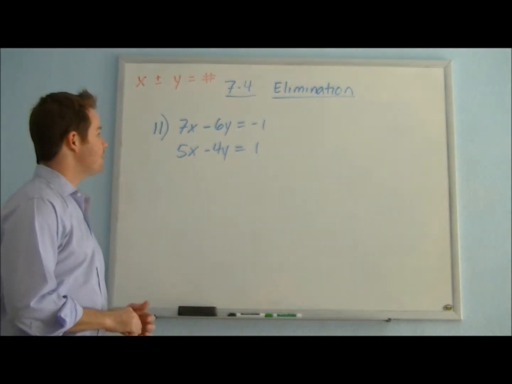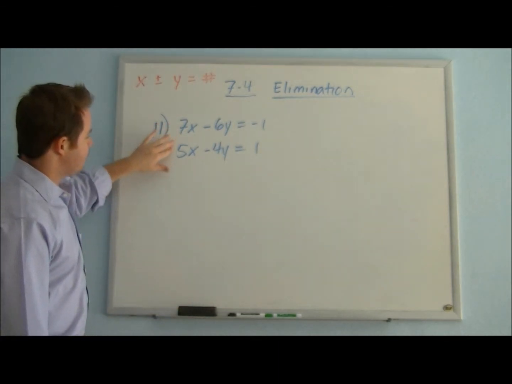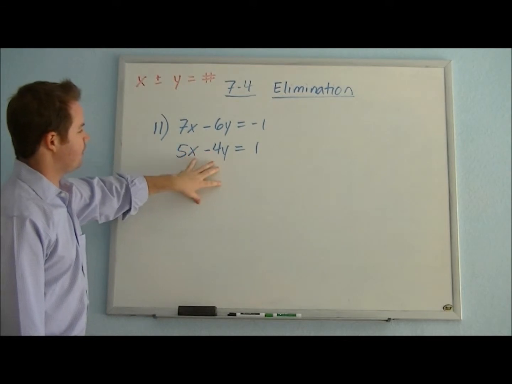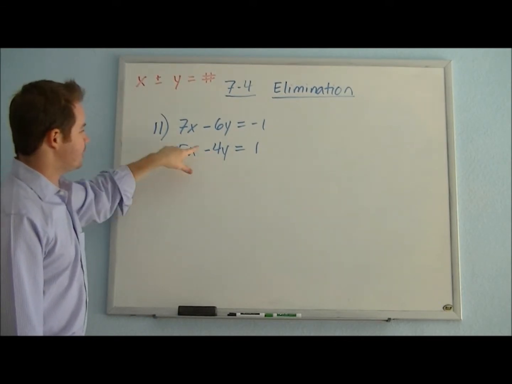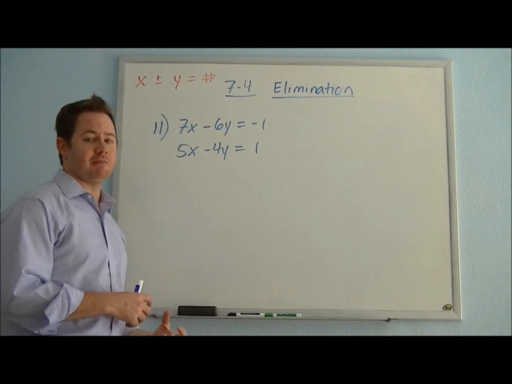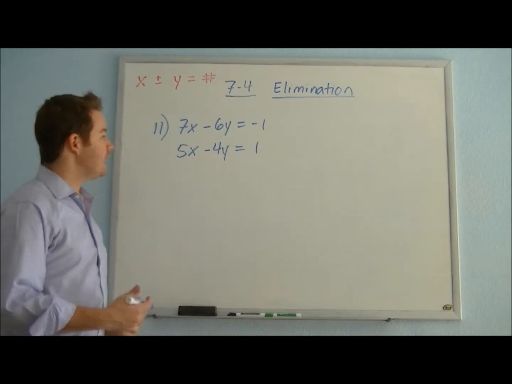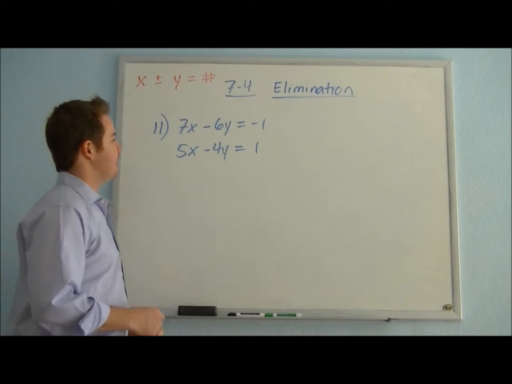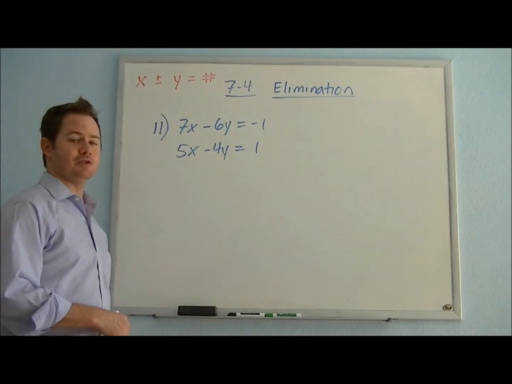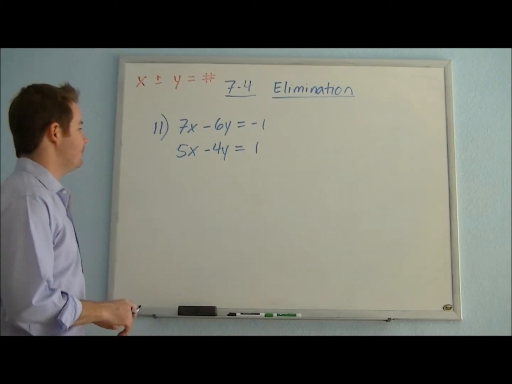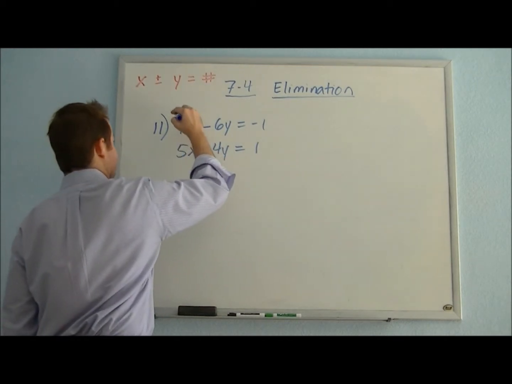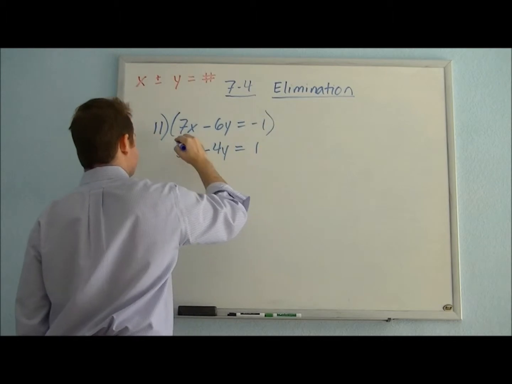In section 7.4, if you notice the coefficients on both variables in this sample question, question number 11, the coefficients don't have the same numbers. So what we're going to have to do here to try to get our coefficients to cancel out is multiply each equation by a certain value so that we can cancel out one of our variables.